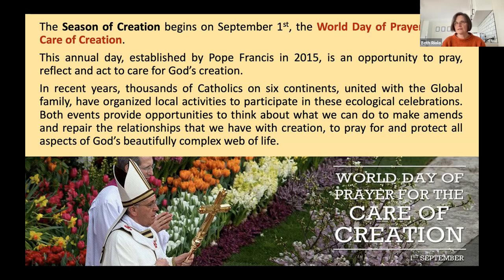And so both events, the World Day of Prayer and the whole season of creation, provide opportunities to think about what we can do to make amends and repair the relationships that we have with creation, to pray for and protect all aspects of God's beautifully complex web of life.